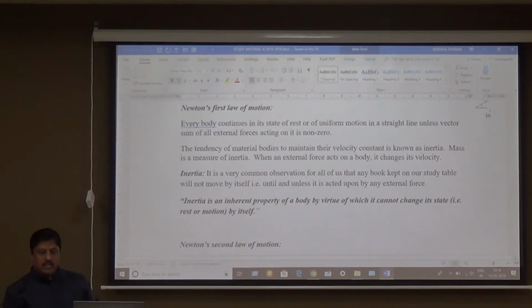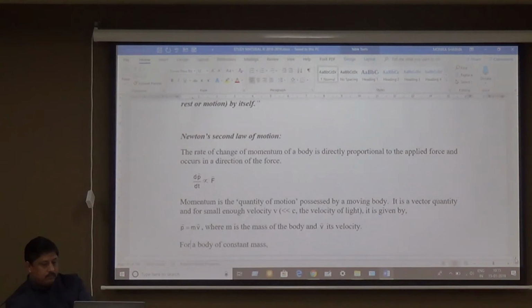When an external force acts on the body, it changes its velocity. It means the body opposes the change in motion. Inertia is of two types: inertia of rest and inertia of motion. You can take one example of a passenger moving in a bus when the driver applies the brakes; then both types of inertia are seen there. Due to inertia of rest, the lower part remains at rest, but the upper part is moving. So this is called inertia. Inertia is an inherent property of a body by virtue of which it cannot change its state of rest or motion by itself.